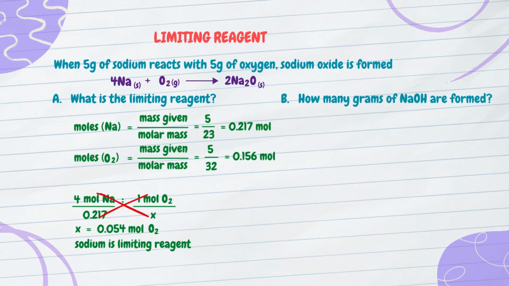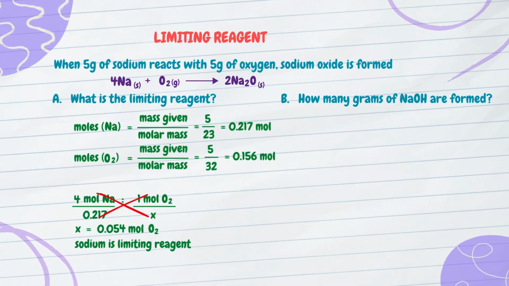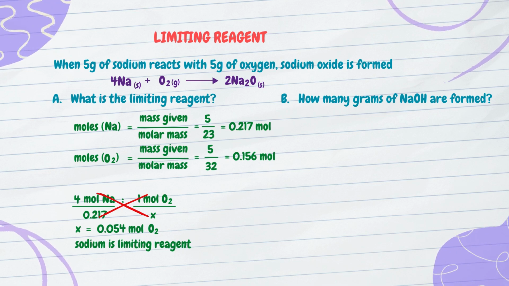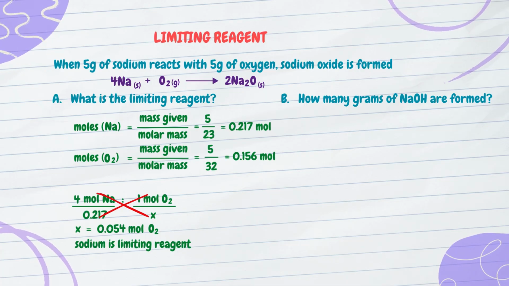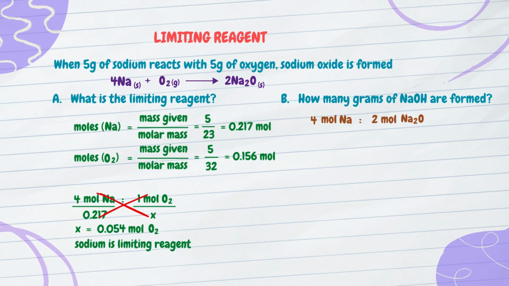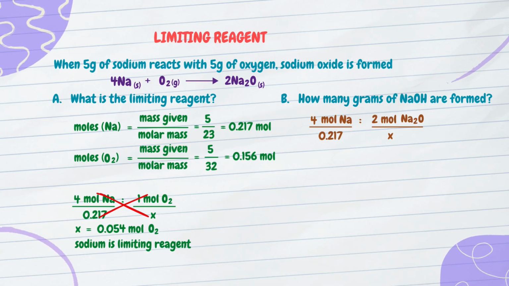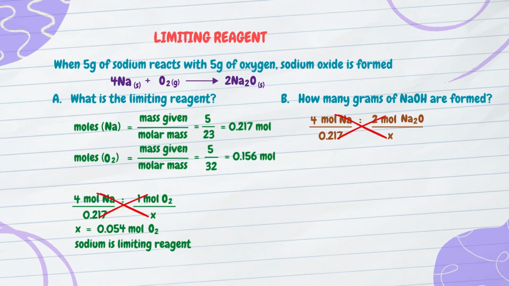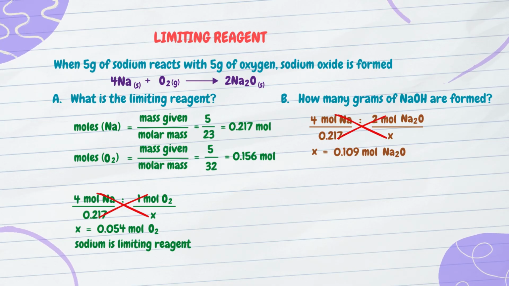B. How many grams of sodium oxide are formed? To find the mass of sodium oxide formed, we use the mole ratio of the limiting reagent, which is sodium, to find the moles of the product. Then convert the moles of the product to mass. From the chemical equation, 4 moles of sodium produce 2 moles of sodium oxide. Then 0.217 moles of sodium can produce what moles of sodium oxide? When cross-multiplied, we get 0.1085 moles as the moles of sodium oxide formed.